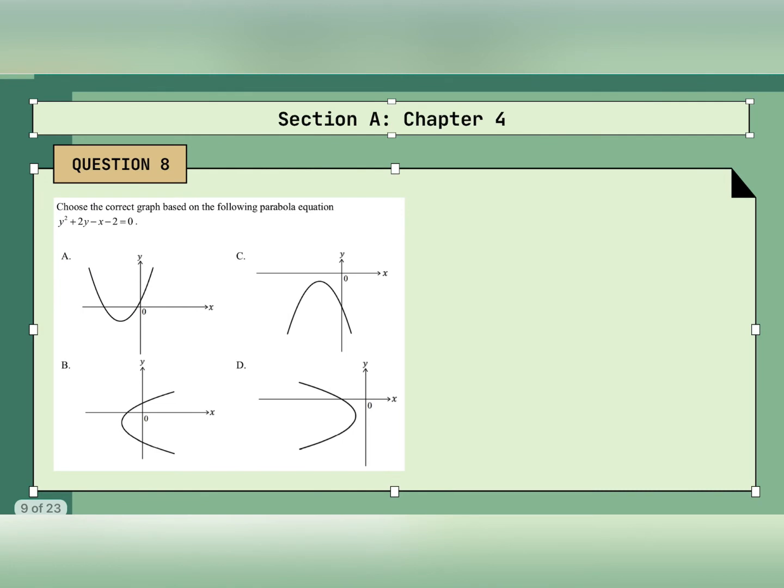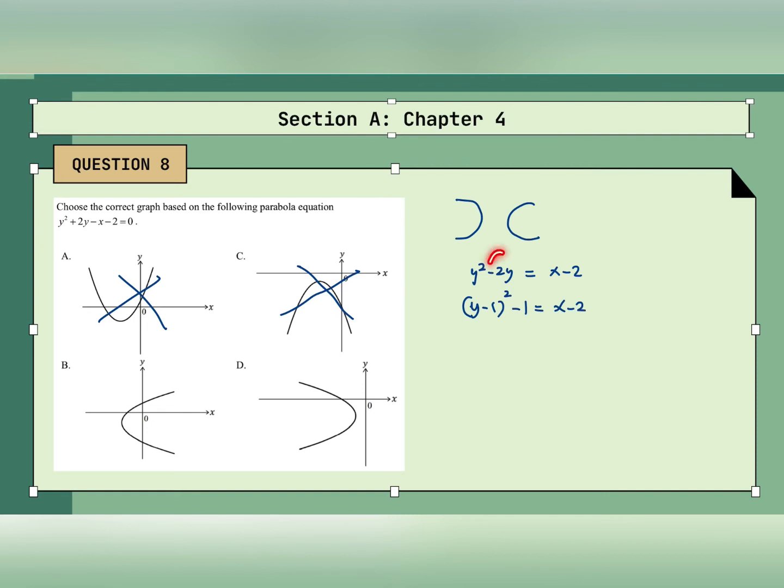Now, question 8. Choose the correct graph based on the following parabola. Okay, kita dah nampak dah y square. Y square apa dia? Either open left ataupun open right. So, jawapan A dan juga jawapan C dah boleh potong. It's either B or D. Okay, nak tentukan dia. Y square tolak 2y equals to x tolak 2. Kat sini perform completing the square. Y tolak 1 square tolak 1 sama dengan x tolak 2.